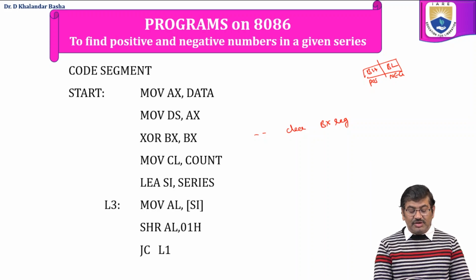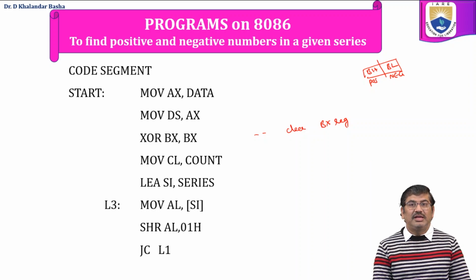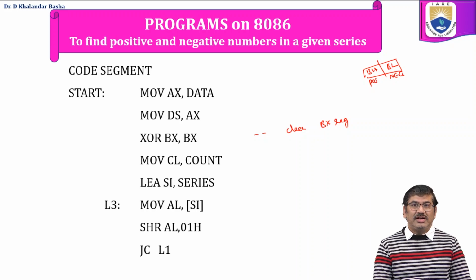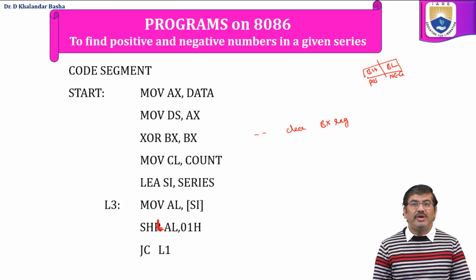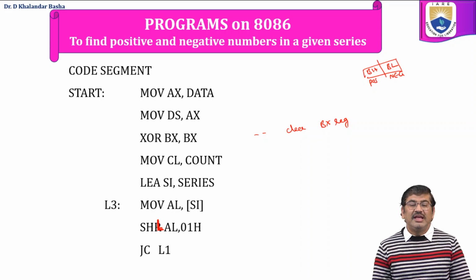Then L3 is equivalent to MOV AL, [SI]. This instruction is used for fetching the data from the data segment whose address is in SI. For each iteration, it is going to fetch one data at a time into the AL register. Once the data is fetched, we shift its contents towards the left side by 1 bit. For that, you write the instruction SHL AL, 01H.